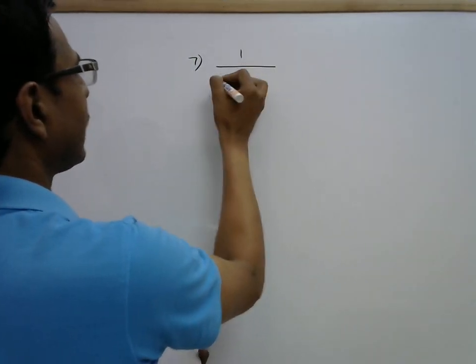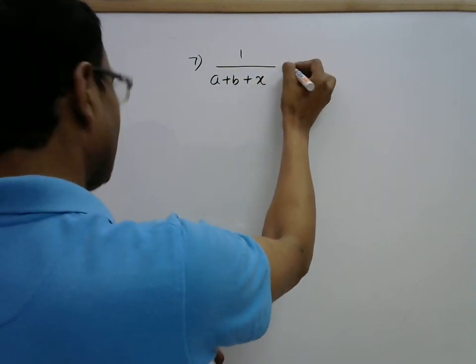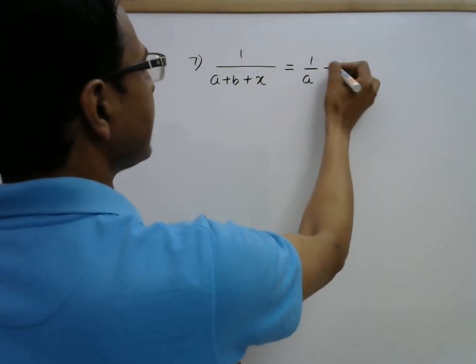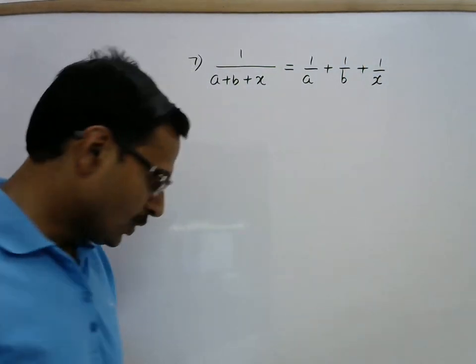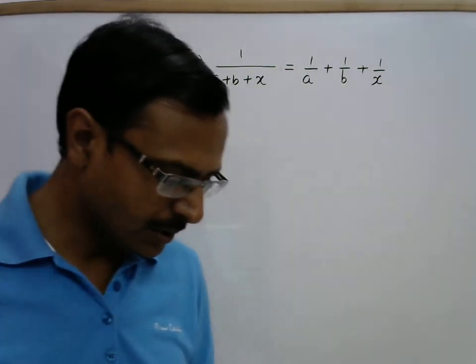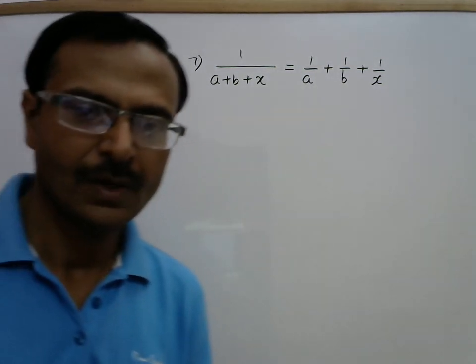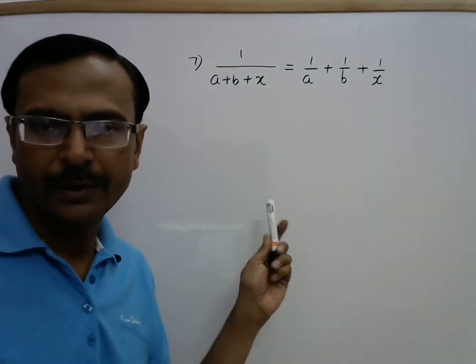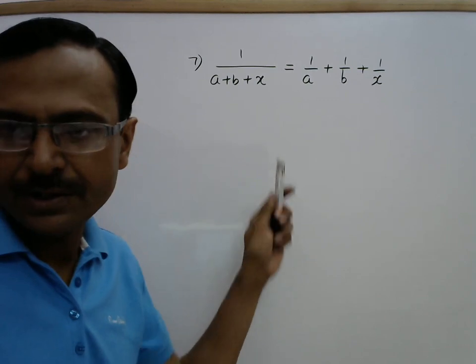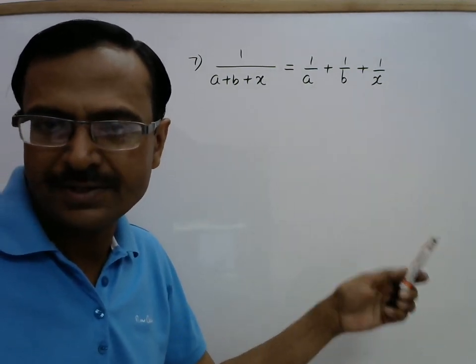1 upon a plus b plus x equal to 1 upon a plus 1 upon b plus 1 upon x. Students, a very important question for board exams, and I am sure if you practice this method you will get this one also. Okay, students, please concentrate on this question, very important question. I am doing it on the board for your convenience.